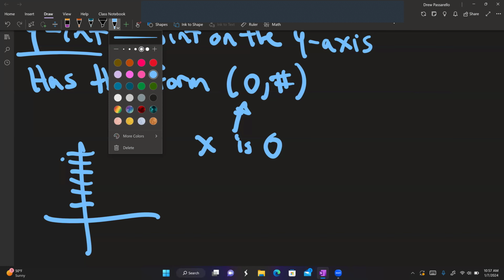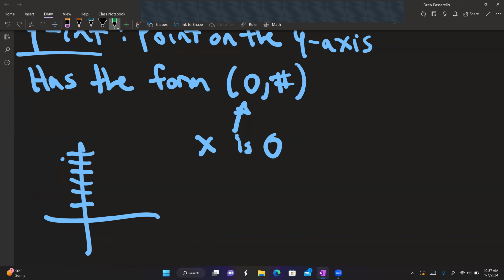All right, so let's say I have the following point. This is a y-intercept. And it touches the y-axis at 4. So we'd say the y-intercept is 4, which as a point would be 0, 4.